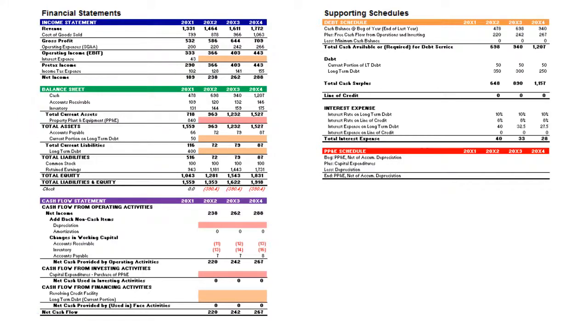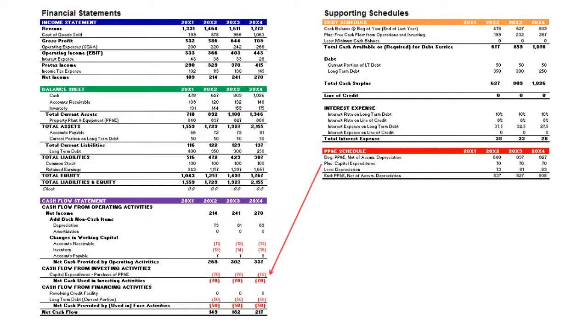And finally, you will turn your attention to the supporting schedules, starting with the debt schedule. With the debt schedule projected, you can link to interest expense on the income statement and the corresponding items on the balance sheet and cash flow statement. The last step is to build out the property, plant, and equipment schedule. And with these numbers projected, you can link to the balance sheet for property, plant, and equipment, depreciation on the cash flow statement, and capital expenditures also on the cash flow statement.